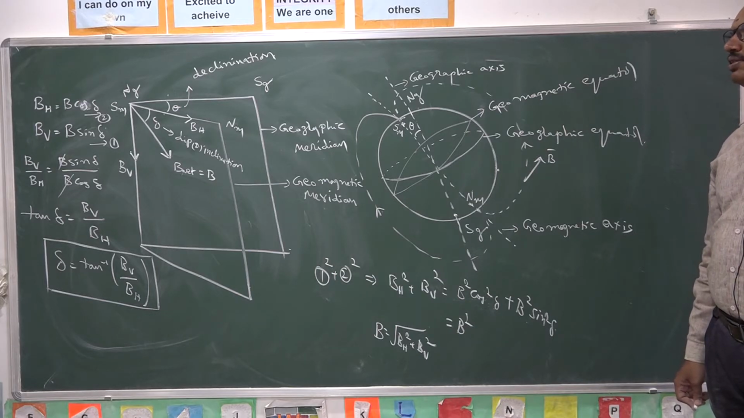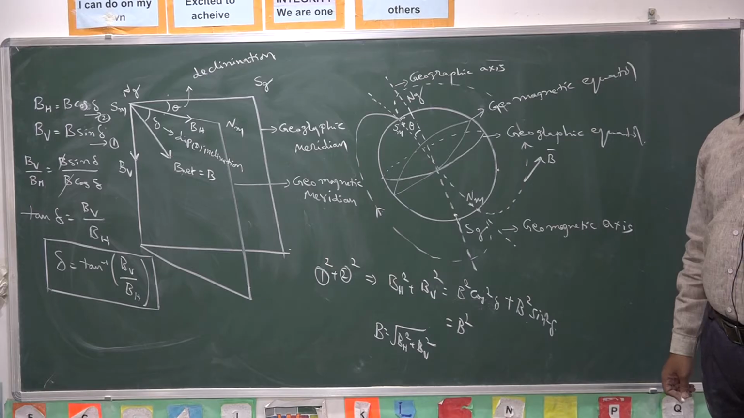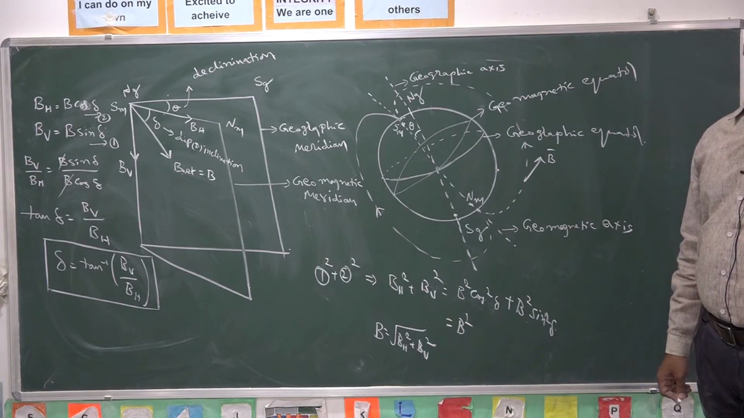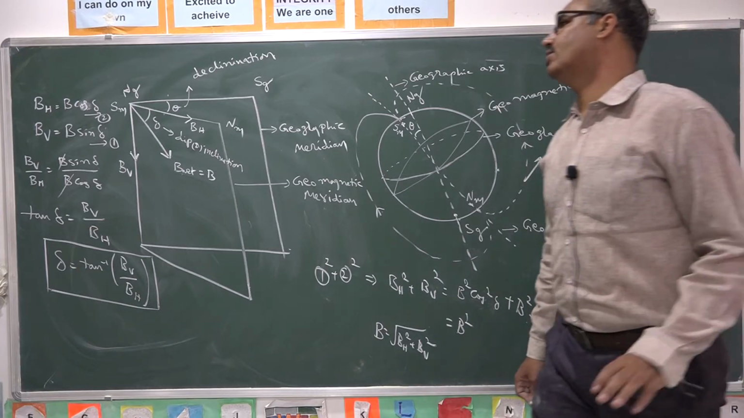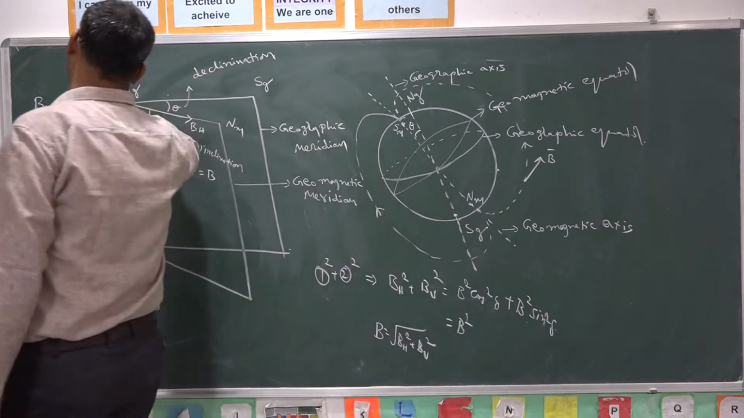The third element of terrestrial magnetism is horizontal component of earth magnetic field. Already we discussed horizontal component BH is equal to B cos delta.